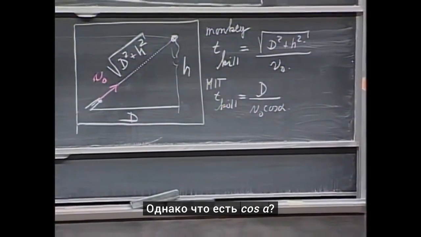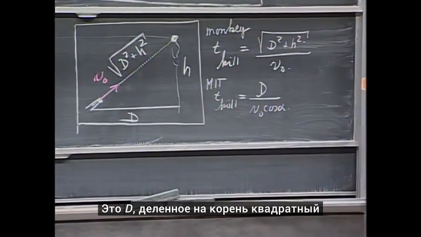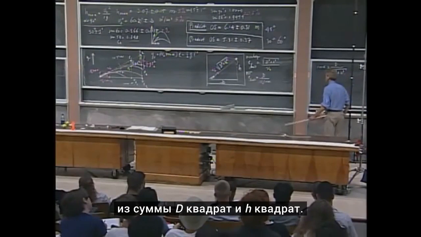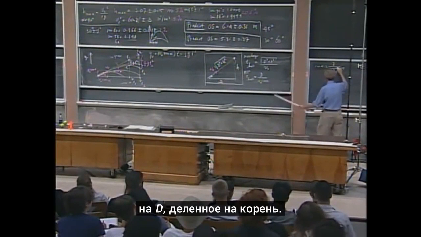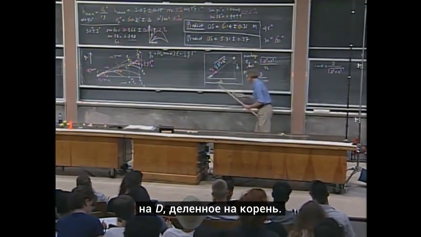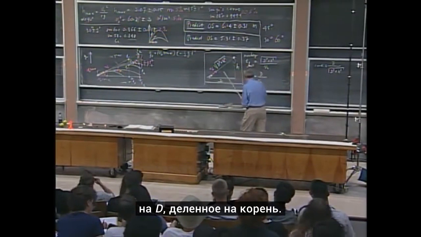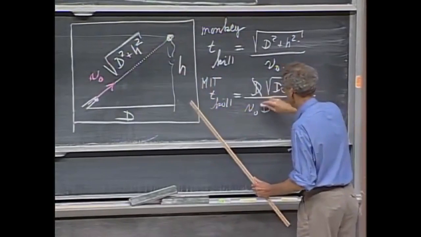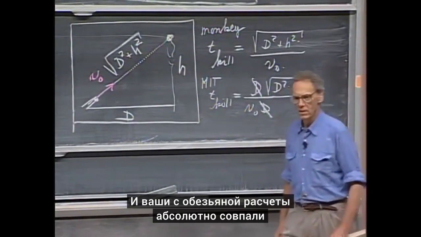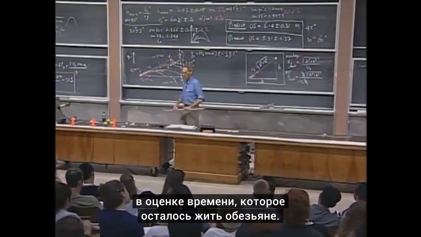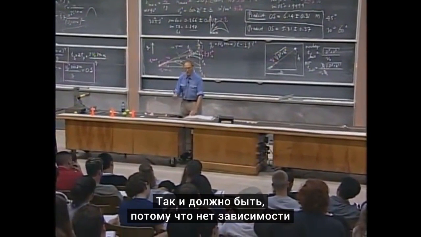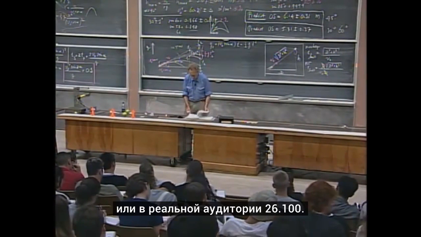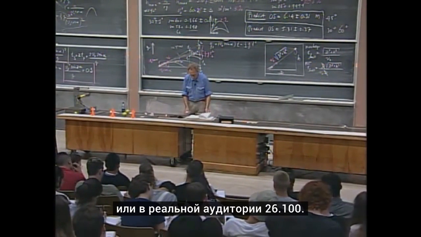But what is the cosine of alpha? That is d divided by the square root of d squared plus h squared. So I can replace this cosine alpha by d divided by the square root, and you and the monkey agree exactly on the amount of time that the monkey has to live. It better be that way, because this could not depend on which reference frame you work in, the falling reference frame, or, for that matter, the reference frame of 26.100.